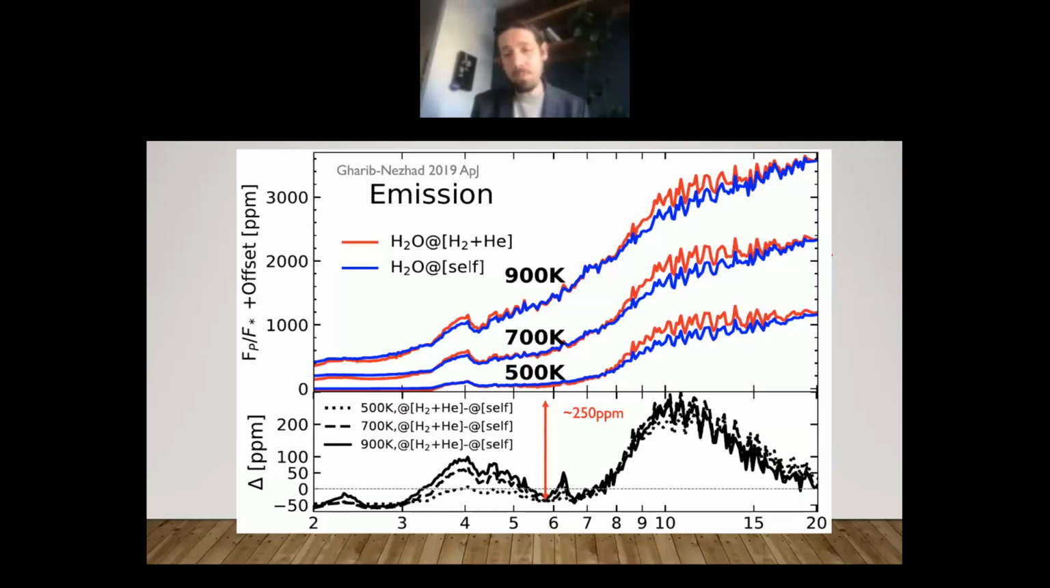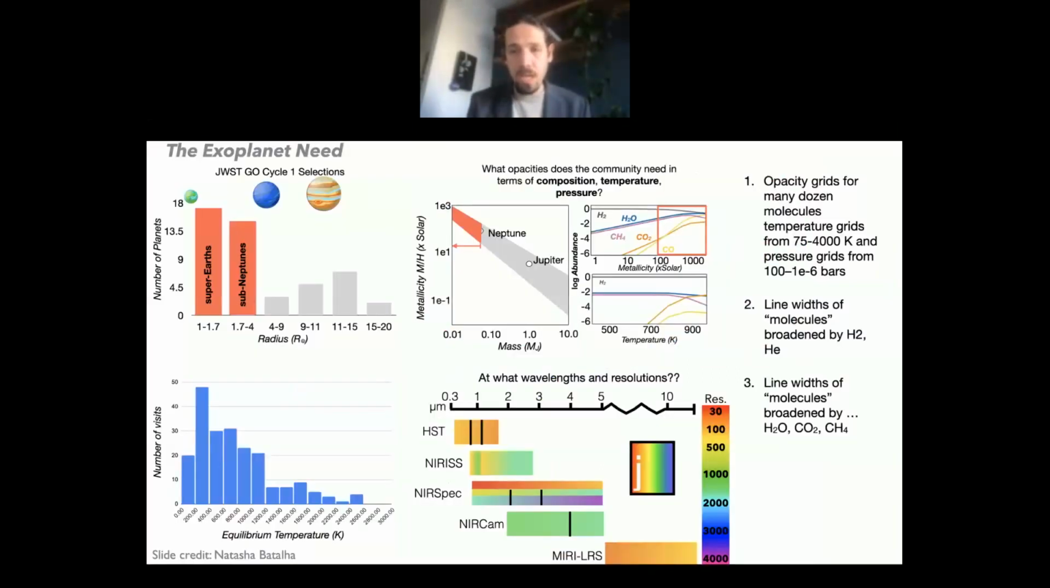You see the thermal emission; it's up to 250 ppm difference for the range of 500 to 900 Kelvin for the atmosphere. And this is definitely detectable and can induce bias on the characterization and on the chemistry that you extract, the abundance that you extract from the observational spectra.